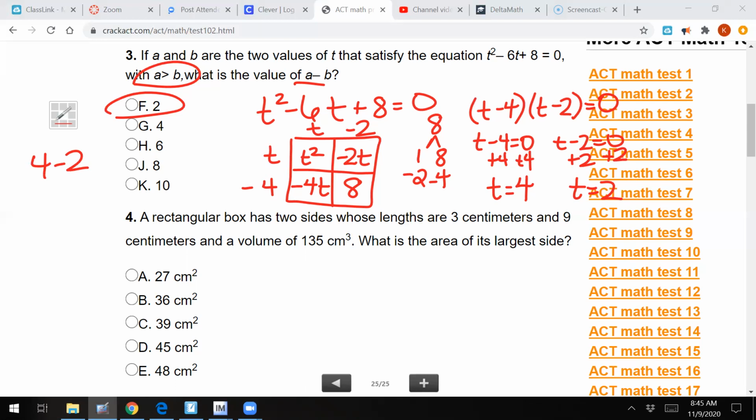Number 4 says a regular rectangular box has 2 sides whose lengths are 3 centimeters and 9 centimeters and a volume of 135 centimeters cubed. What is the area of the largest side? So we're dealing with a box. Do you know how to find the volume of a box? Length times width times height. Okay, and that's going to give you the volume of the box.